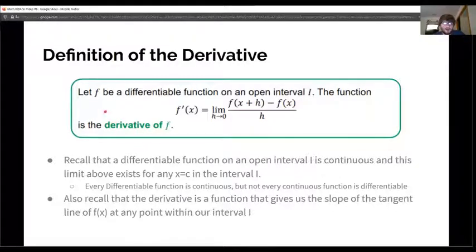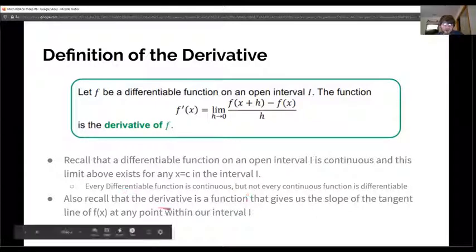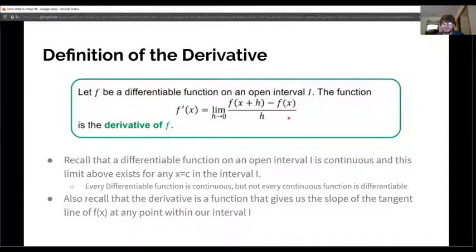And recall that a differentiable function on an open interval I is continuous, and this limit above exists for any x equals c in the interval I. So we have that every differentiable function is continuous, but not every continuous function is differentiable. That's important to remember. And also recall that the derivative is a function that gives us the slope of the tangent line of f of x at any point within our interval I. So for any c we plug in here, we're going to get the slope of the tangent line at x equals c. Okay.